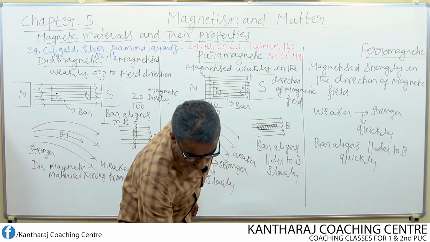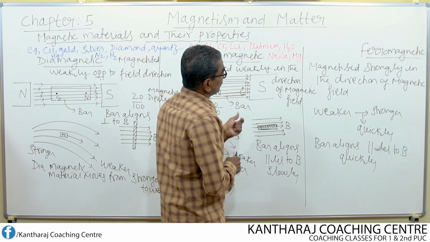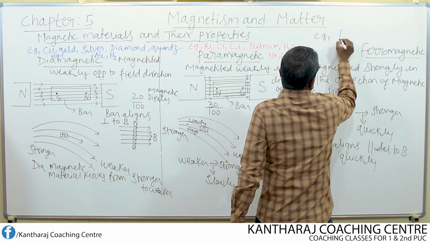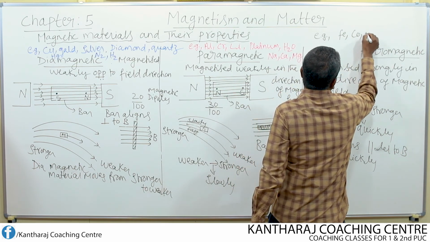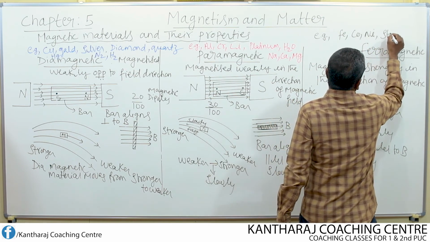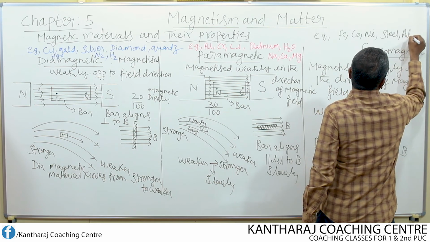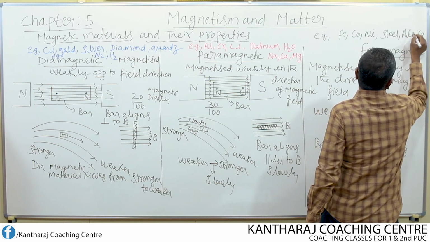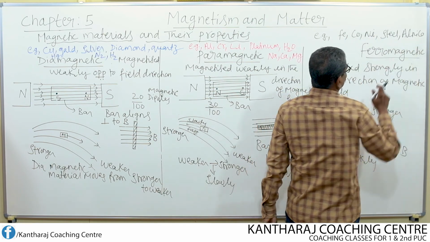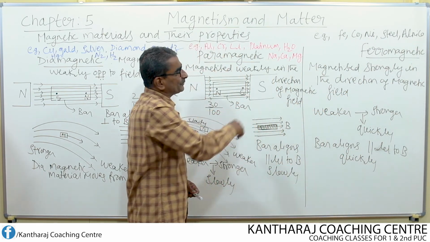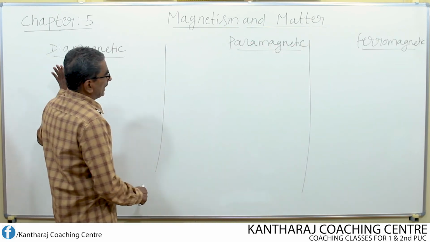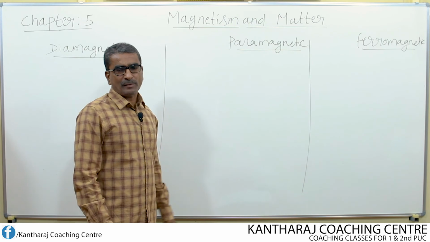Then coming to the ferromagnetic materials, what are the examples for ferromagnetic material? Iron, cobalt, nickel, okay, then steel, alnico. So these are nothing but alloys. That means iron, cobalt, nickel and their alloys I have considered. All these are the examples for ferromagnetic material. Now let us consider few more properties of diamagnetic material, paramagnetic material and ferromagnetic material.